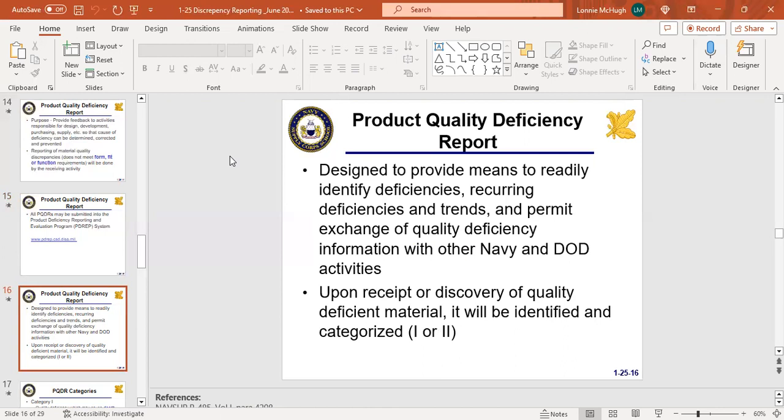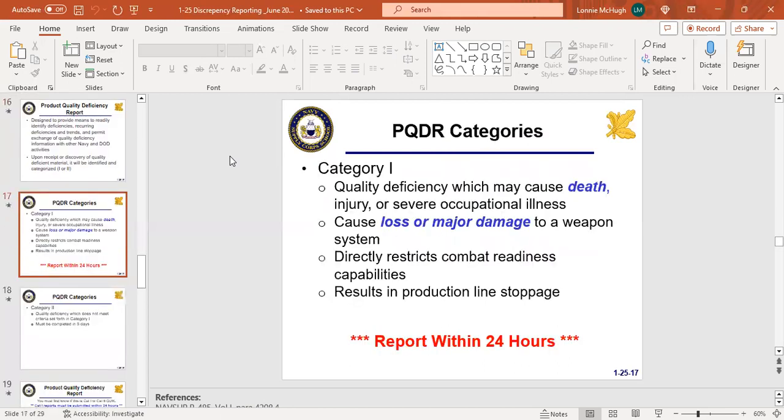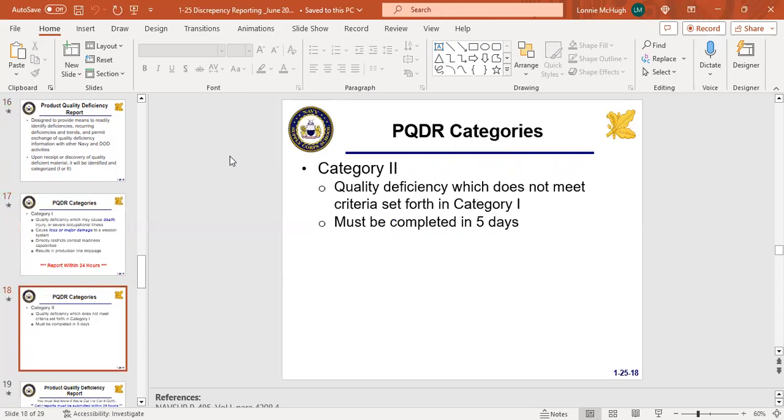All right. The purpose of the QDR is to identify deficiencies, find trends, and make sure that we're receiving safe material. There are two types of QDRs, kind of like there's two types of SDRs, and those two types go into categories. Category one means that the quality deficiency is dangerous. It can result in death, loss of a major weapon system, or down in operation. Category two is anything that just doesn't work.